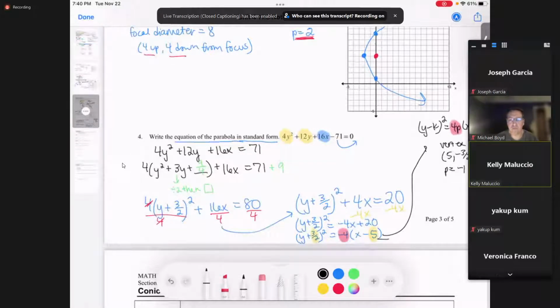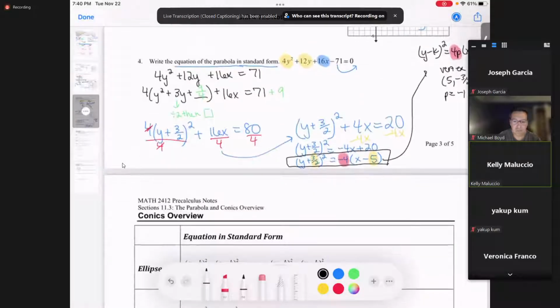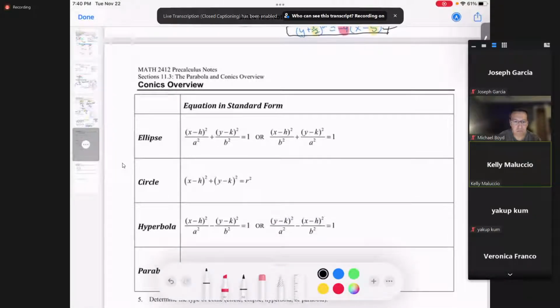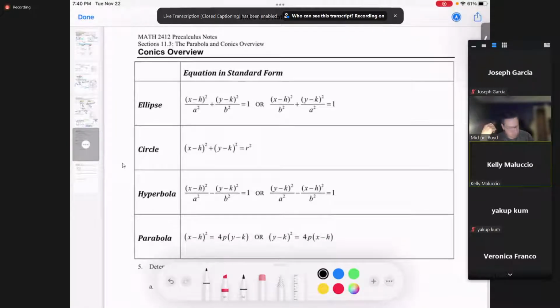And so my final equation is this guy right here. This is my equation in standard form. Okay, so maybe I should have taken this off of the last notes, but this is the same exact thing. And now it should make more sense because we know what a parabola is now. We hadn't gone over this before. And just some things to note.